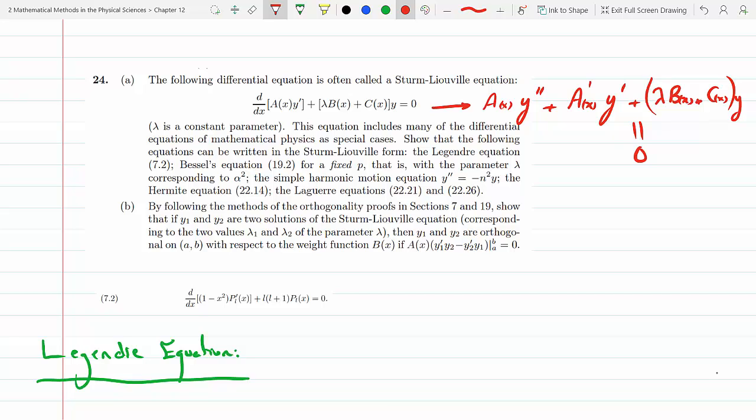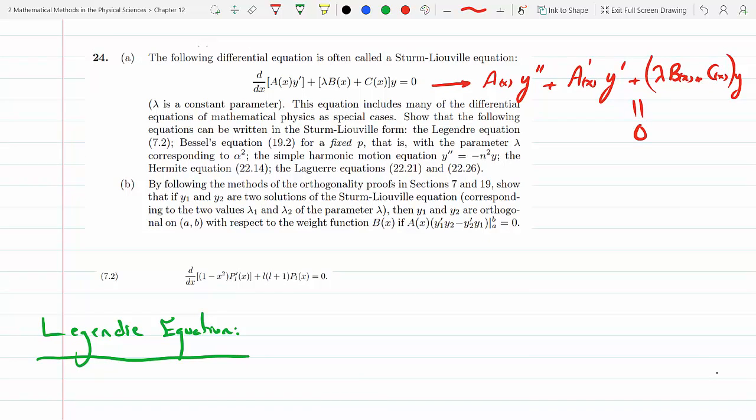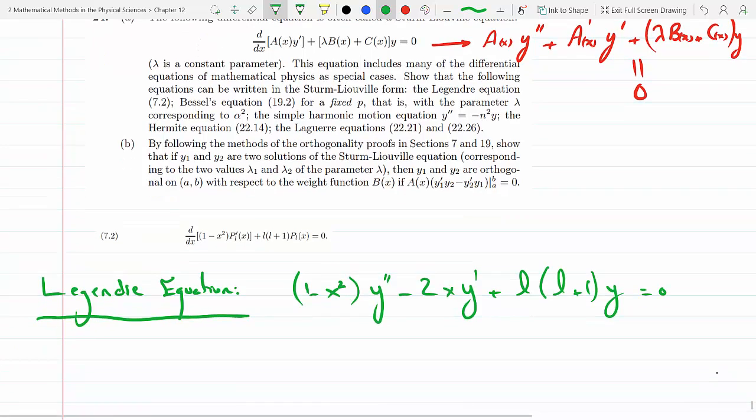Let's go ahead and differentiate equation 7.2 here. I will write the Legendre equation as (1 minus x squared) times y double prime minus 2x y prime plus l(l plus 1) y equals 0. You could also differentiate this either way, you'll get the same thing. Now we can match this green equation to the red equation.